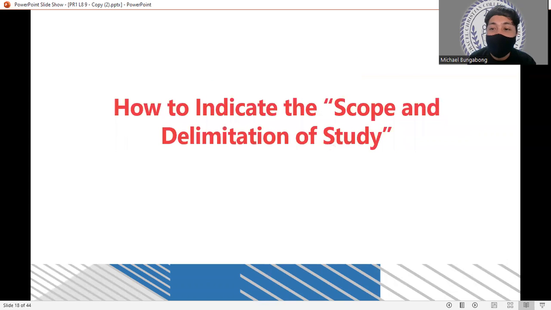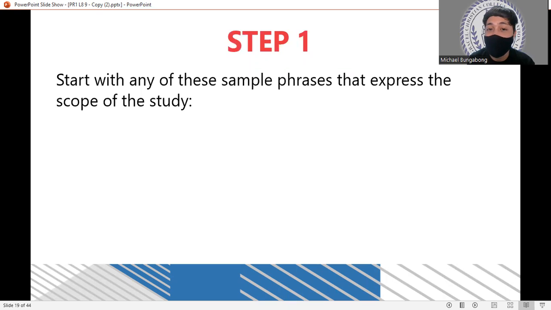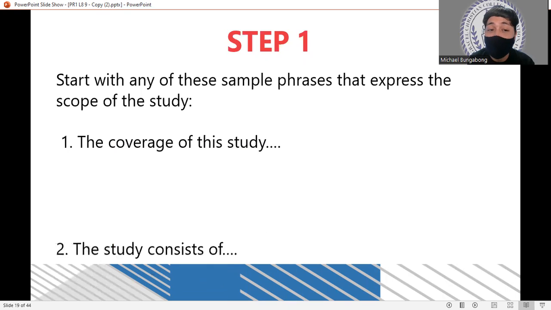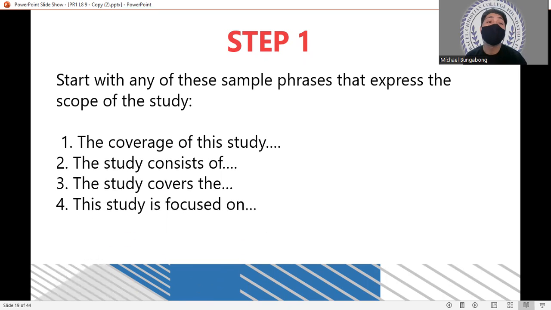So how do you indicate the scope and the limitation of the study? Simply start with any of these sample phrases that express the scope of the study. First, you may say the coverage of the study. Secondly, the study consists of, and the study covers. In that way, you have phrases that signal that you are starting to state the limitations.